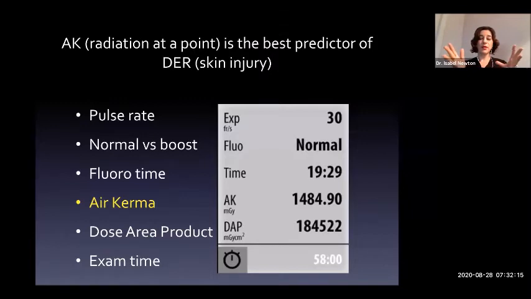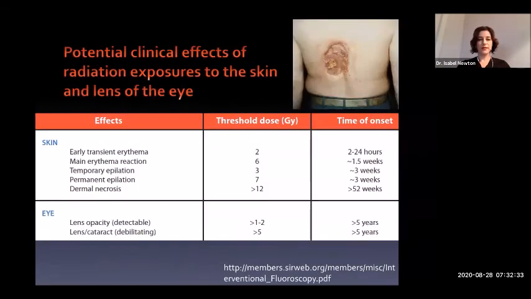This is a number that you can actually hang your hat on. So here we have a dose of 1,484.9 milligray. So have we passed the threshold? No, we have not. The threshold is 2 gray or 2,000 milligray. So as long as we're below that, we should be okay for deterministic effects.